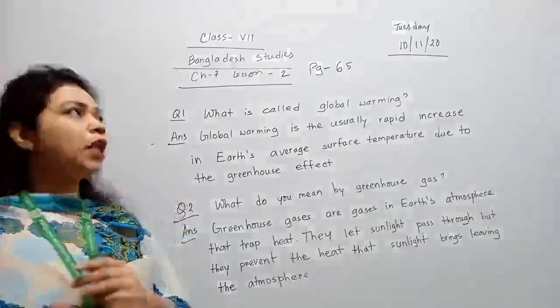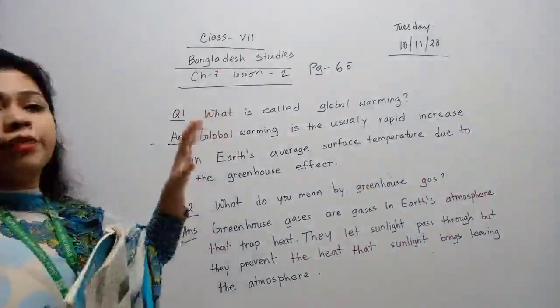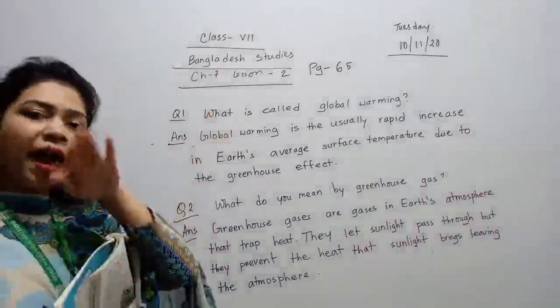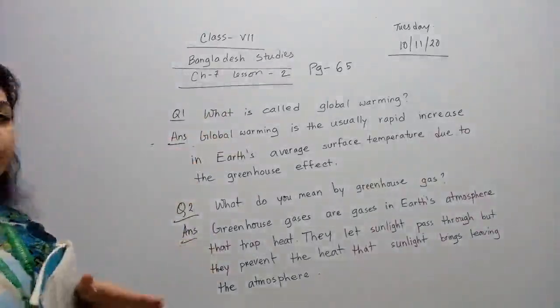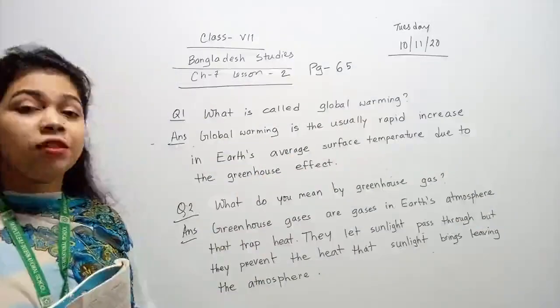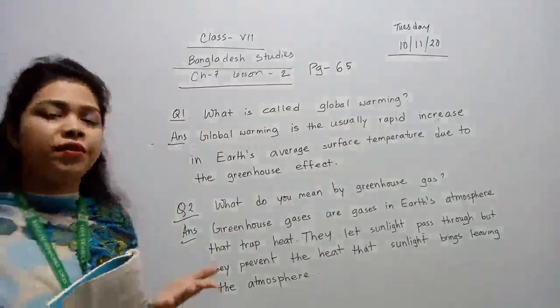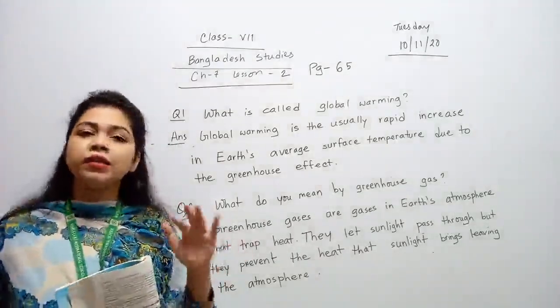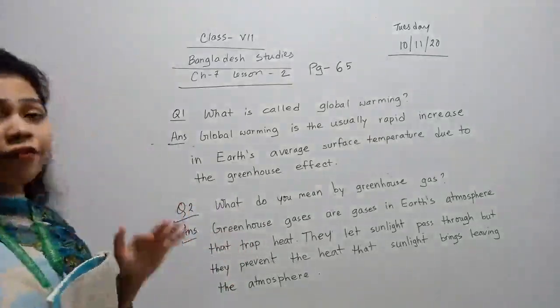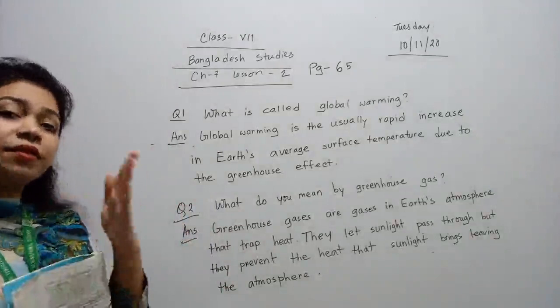Okay. What is called global warming? Global warming is the usually rapid increase in Earth's average surface temperature due to the greenhouse gas. Because of the greenhouse gas, global warming is increasing. Where is it increasing? In the Earth's surface temperature. There is an average temperature, but due to the greenhouse gas, it is increasing.